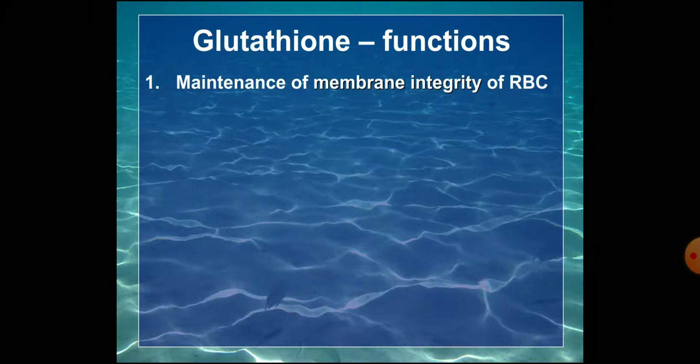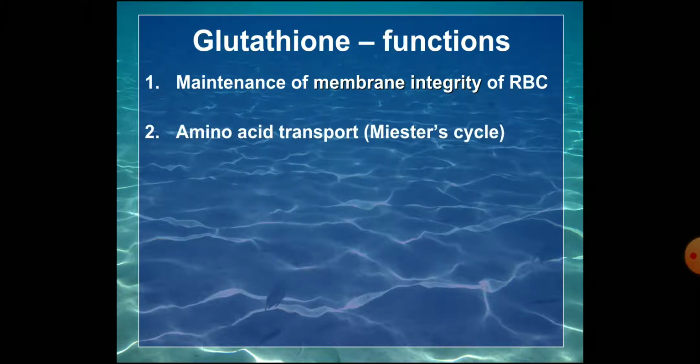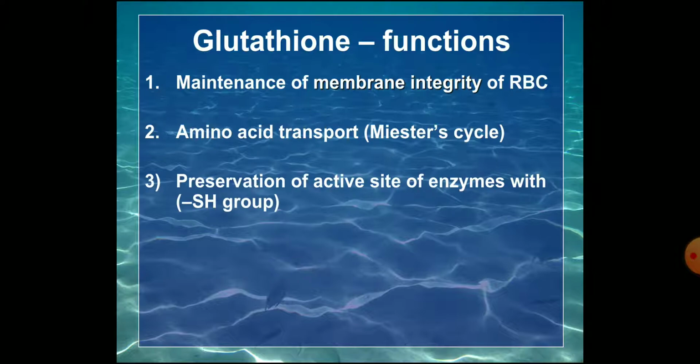Now, there are some important functions for glutathione. Just to know what they are: the maintenance of RBC membrane integrity, and amino acid transport into the cell, you might have studied the Meister cycle. When amino acid is taken up, glutathione is used. Then, for the preservation of the active site of enzymes, that is, SH group containing enzymes, the active site is preserved and protected by glutathione.